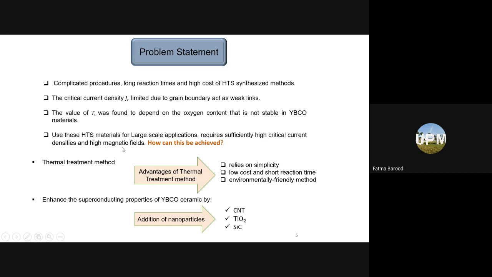Also, the value of TC is found to depend on the oxygen content that is not stable in the YBCO system. So using this material for large-scale application requires sufficiently high critical current density and high magnetic field. This can be achieved by using the thermal treatment method. This method has the advantages of being a simple method, low cost, and short reaction time, and it's also an environmentally friendly method since it uses fewer chemicals.